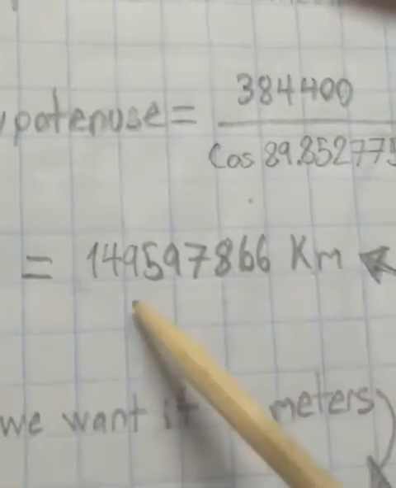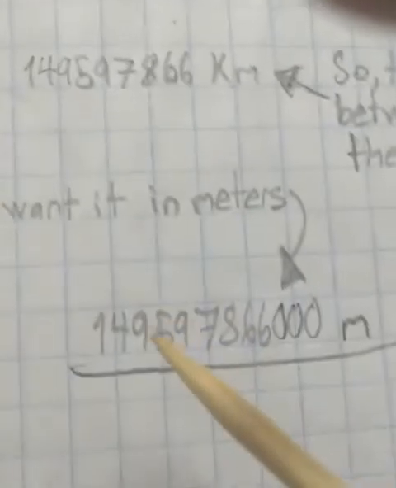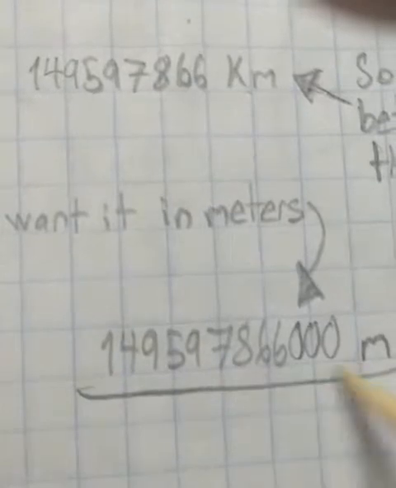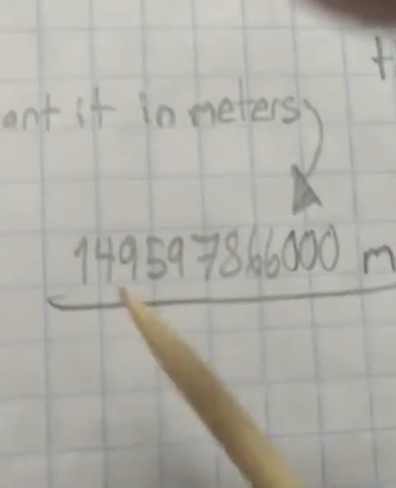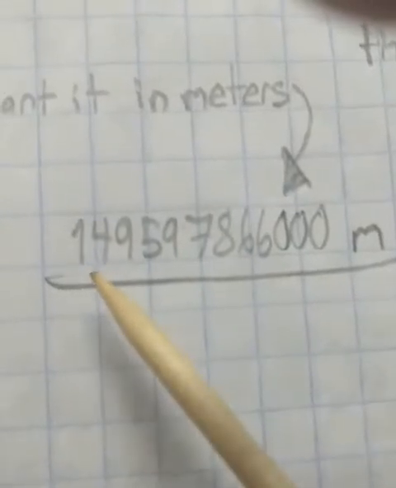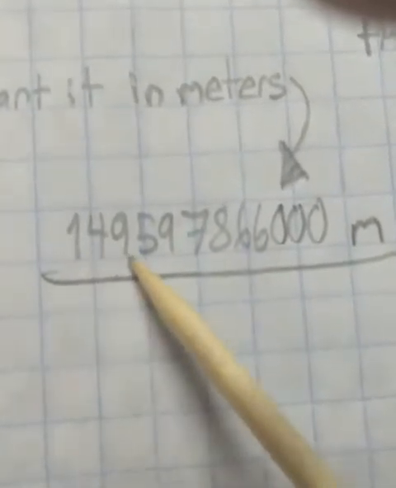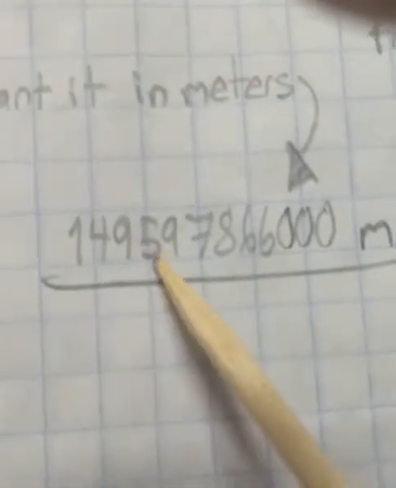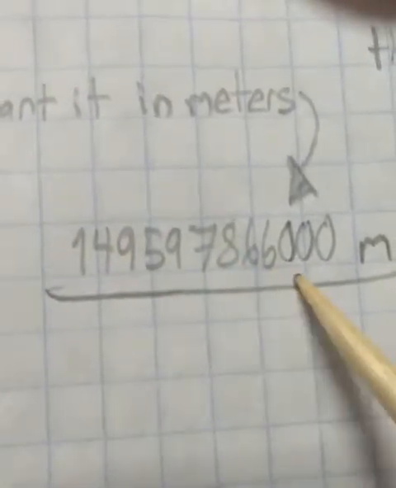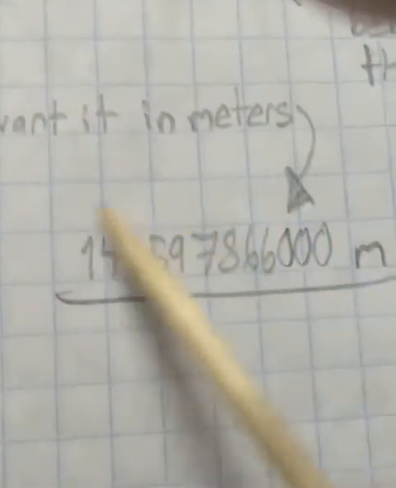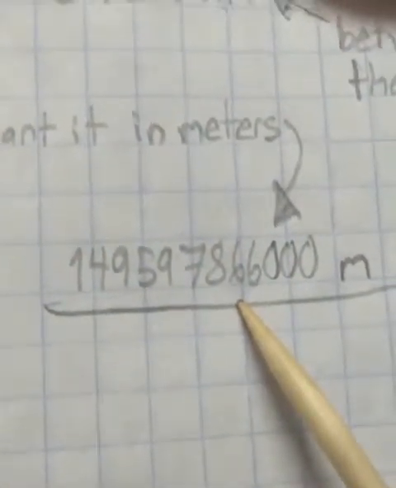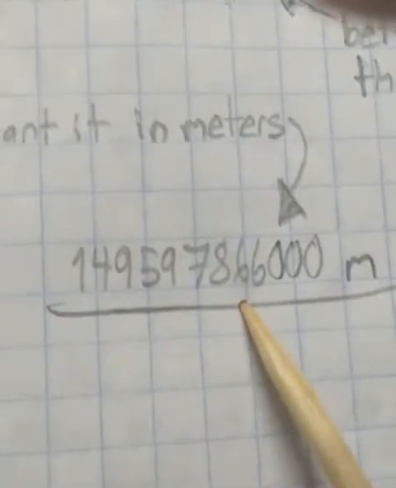But if we want to convert this into meters, we just need to multiply it by 1000. So we get 149,597,866,000 meters. So this is the official distance between the Earth and the Sun.